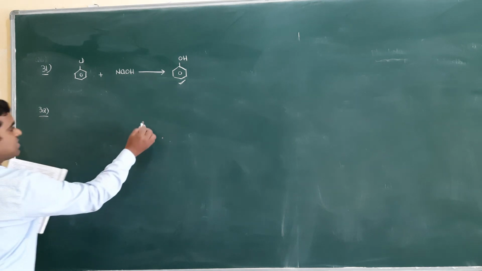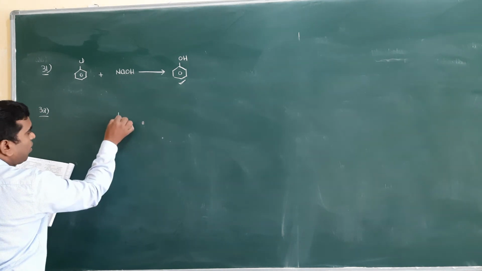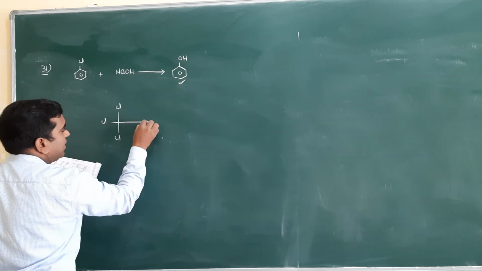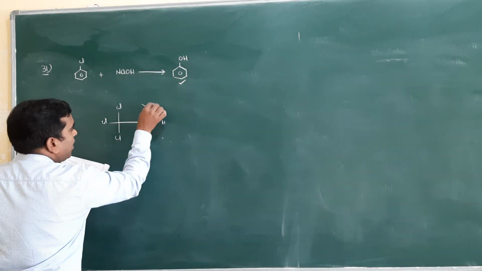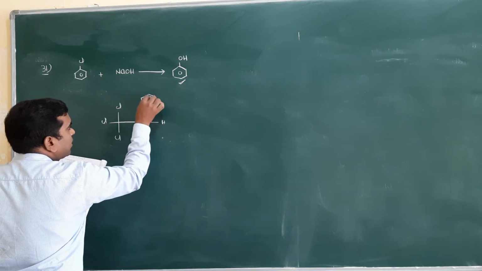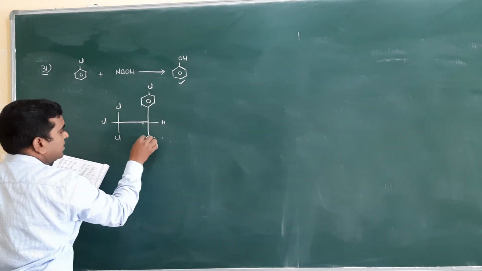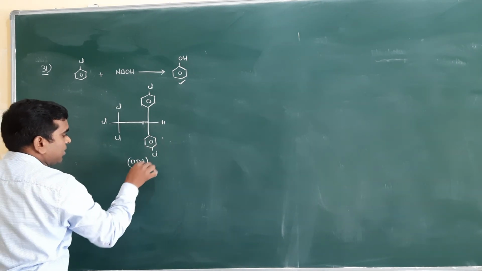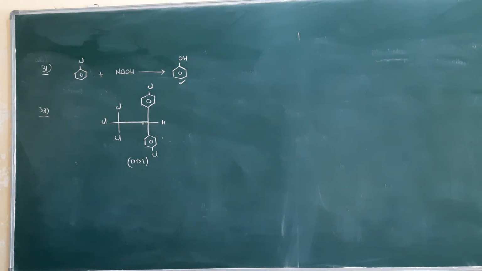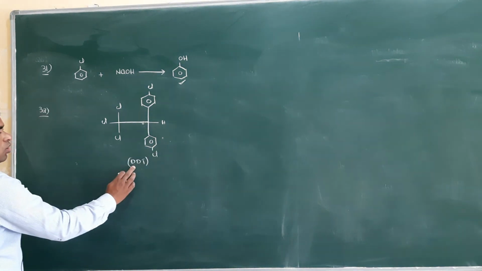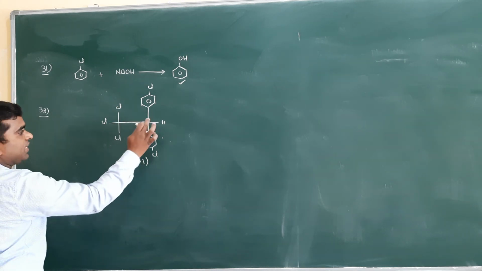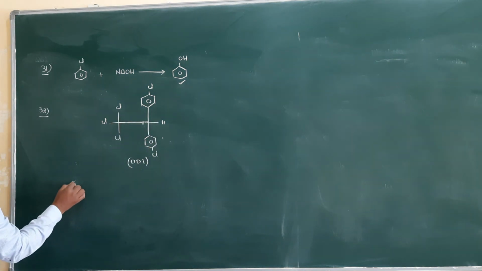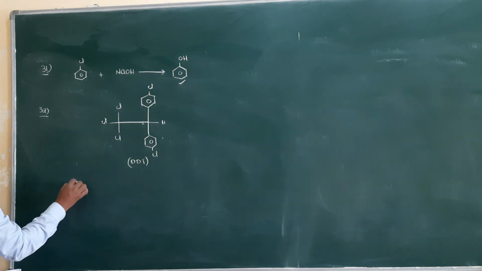You know what the DDT structure is? DDT structure we have already discussed. Chlorine, chlorine, chlorine, and here there will be a hydrogen, a benzene ring here, chlorobenzene, and this is the formula of DDT. So dichloro diphenyl trichloroethane is the DDT. Now we have to prepare it from one of the reactants they have given here. The reactant they have given is chlorobenzene.